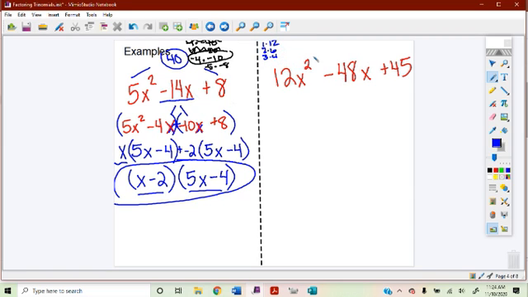So 12 goes into 12 and 48, but not 45. 6 goes into 12 and 48, but not 45. 4 goes into 12 and 48, but not 45. But 3 would go into 12, 48, and 45. They're all divisible by 3. So I am going to factor a 3 out before we ever get started with the rest. That's a GCF. I don't need to factor out an x because the 45 doesn't have an x on it, so we can't factor that out. So that's going to leave me with 3 times 4 would give 12.